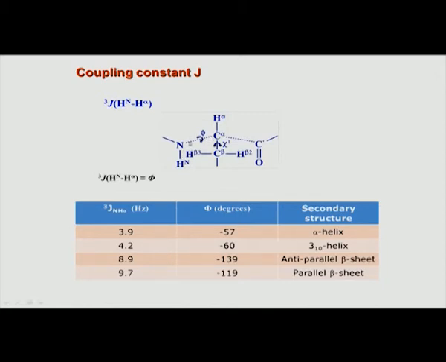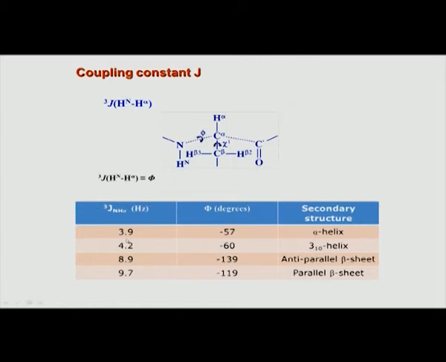So, this 3 bond coupling gives you information on this torsion angle phi, and based on the value of the 3 bond J coupling, you can see that phi lies in different regions. There are different methods to measure J values. One of the standard methods is to look at the doublet of the amide peak. So, in the 1D, when you look at this NH proton peak, it will be split into a doublet because of J coupling to H alpha, which is 3 bonds away.